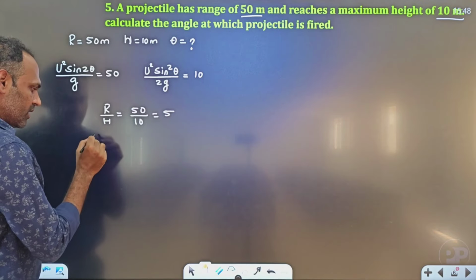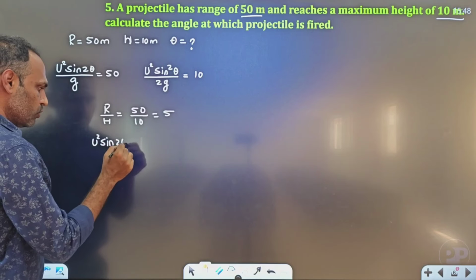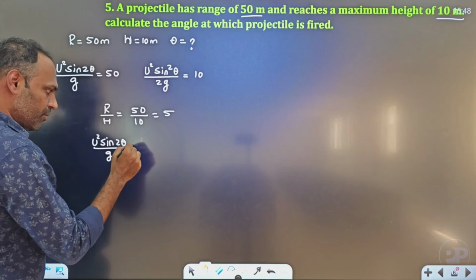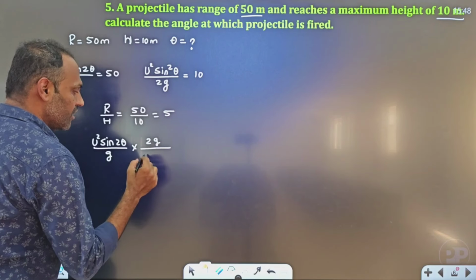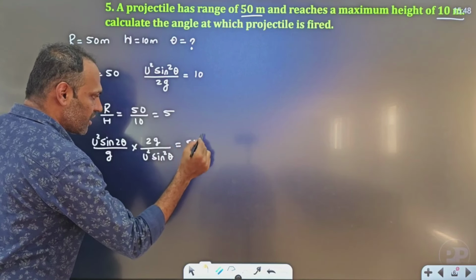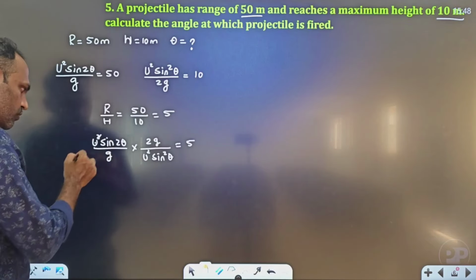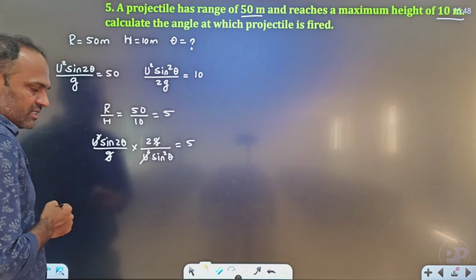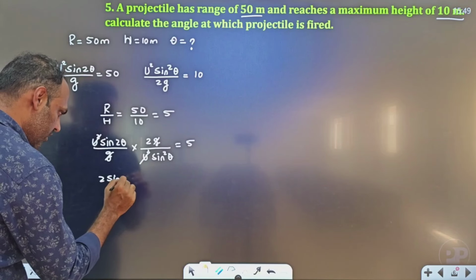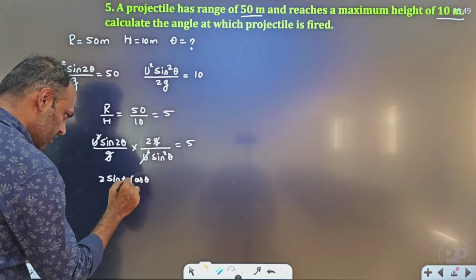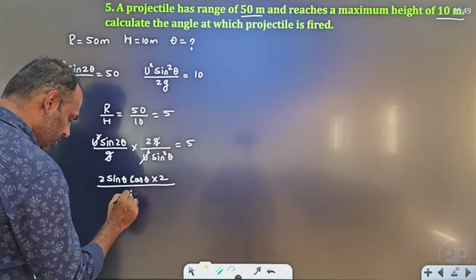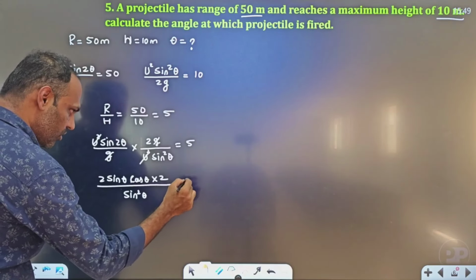So the formula for r is u square sin 2 theta upon g. Divided by h means multiply by the reciprocal of h. So it will be 2g divided by u square sin square theta, equal to 5. Now u square and u square cancel, g and g cancel. Sin 2 theta I write as 2 sin theta into cos theta. The 2 stays as it is, divided by sin square theta, is equal to 5.